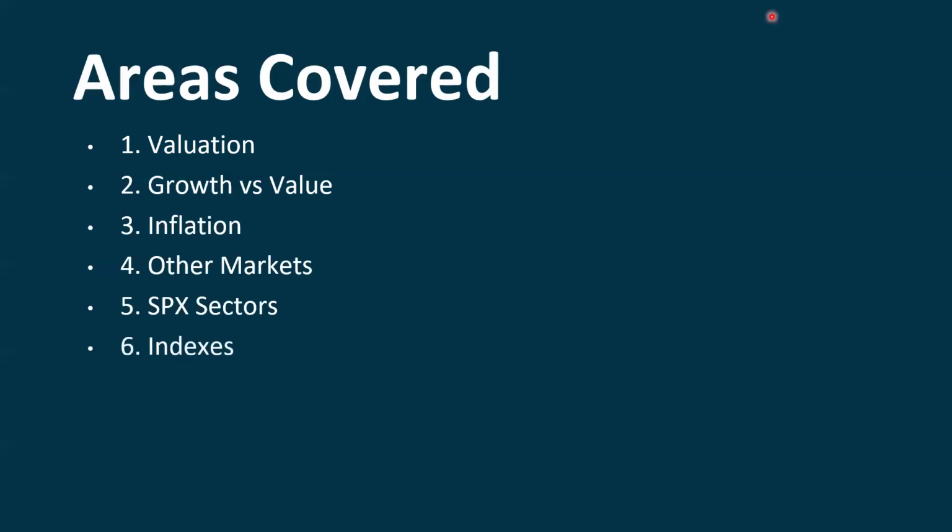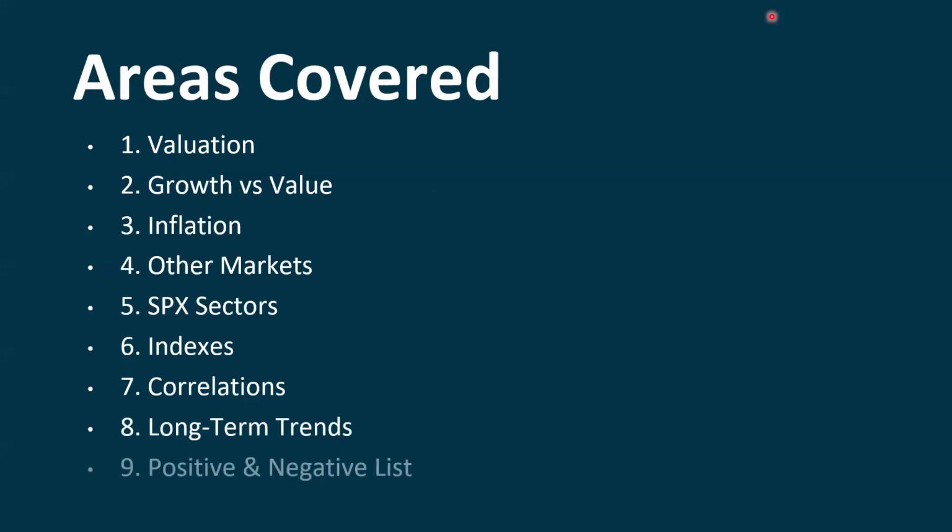We look at a lot of different indexes. Most of these have to do with stocks on different areas of the market, and some we compare with the S&P itself. Then we look at correlations. How is the S&P holding up versus other markets? Then we look at some very long-term trends. And then at the very end, I have a positive list and then a negative list that we go through.